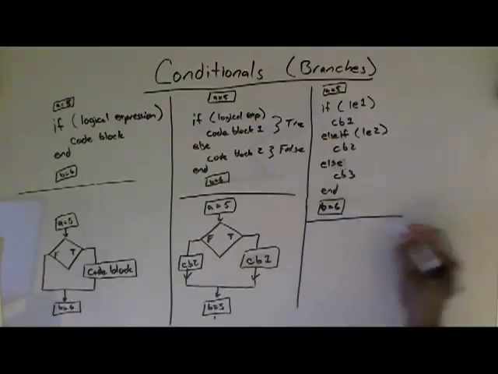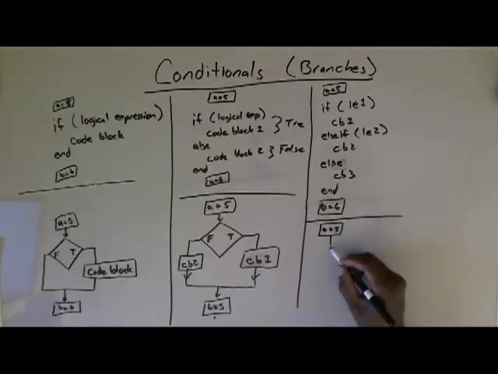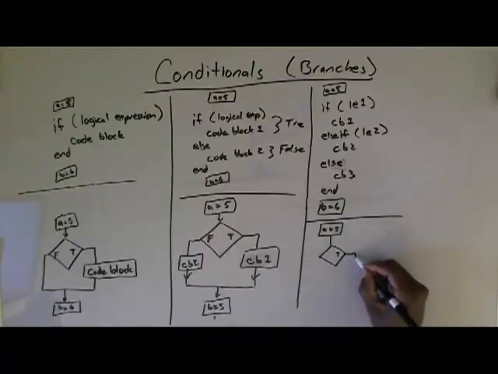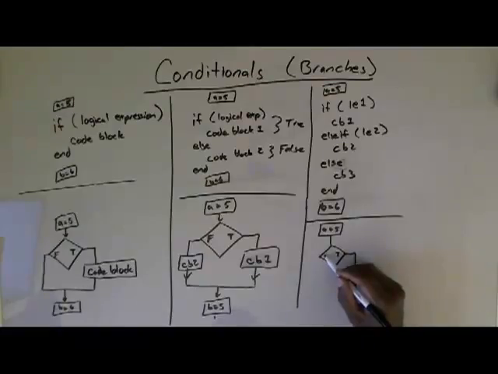Okay? Alright, so let's go in here. A equals 5. Then we do a subconditional here. So this is the first one. If it's true, I'm going to execute code block 1. So block of code, some series of statements. If that one's not true, then I'm going to come down here.